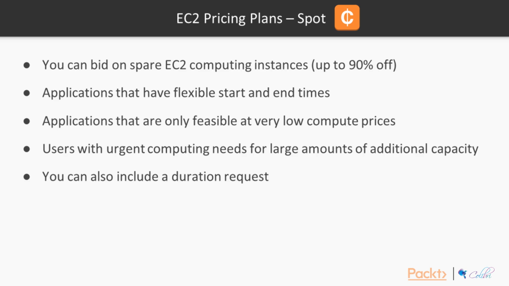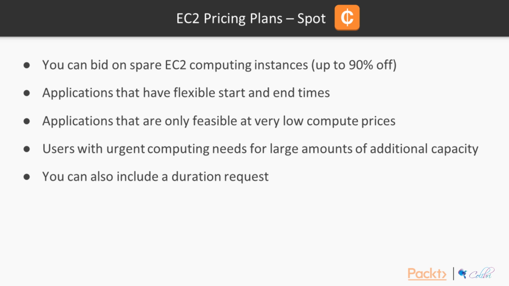Then we can talk about spot instances, which you can bid on spare EC2 computing instances up to 90% off the on-demand price. When you request spot instances, you specify the maximum spot price you are willing to pay. Your spot instance is launched when the spot price is lower than the price you have specified, and will continue to run until you choose to terminate it, or the market spot price exceeds the maximum price you have specified.